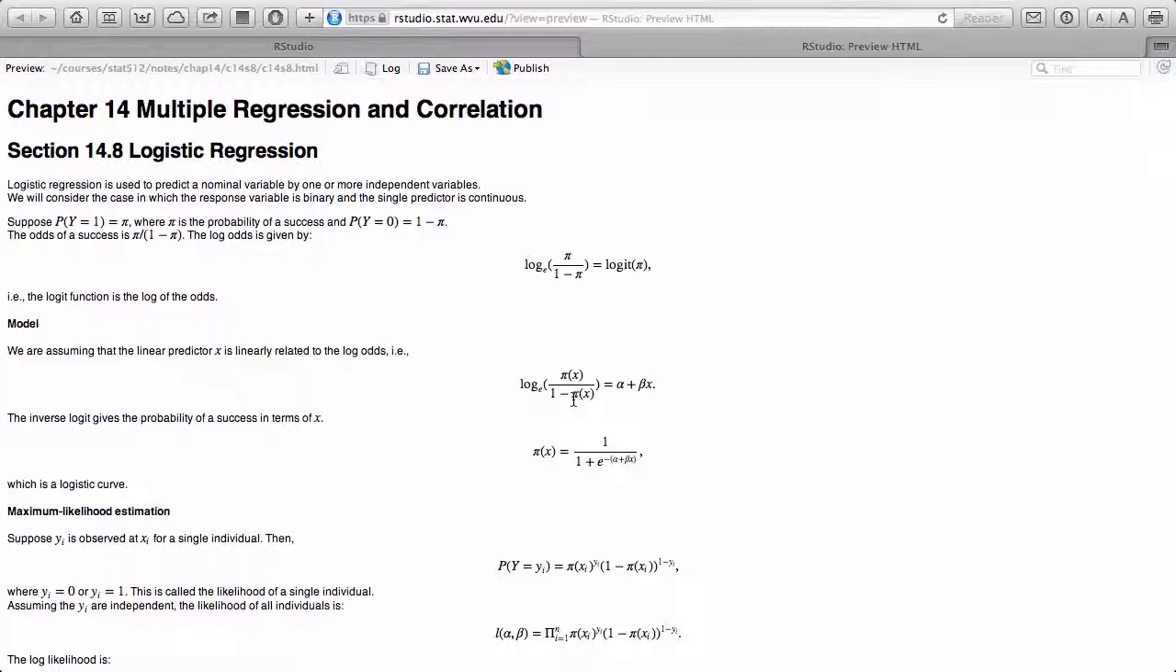Is there anything to restrict alpha plus beta x to being between 0 and 1? Pi has to be between 0 and 1, right? So if I said pi equals alpha plus beta x, or pi of x, in other words, pi is a function of x, is equal to alpha plus beta x, I could get a prediction outside of the range of 0 to 1. But if I take the log of pi over 1 minus pi, then that has a range from minus to plus infinity.